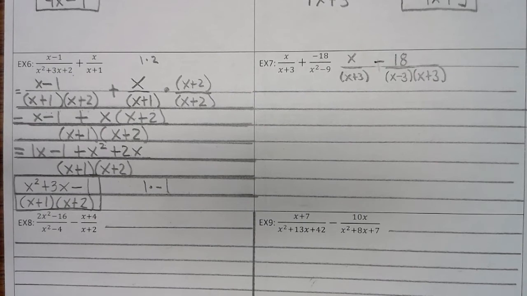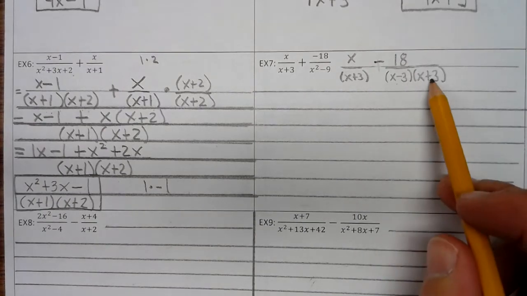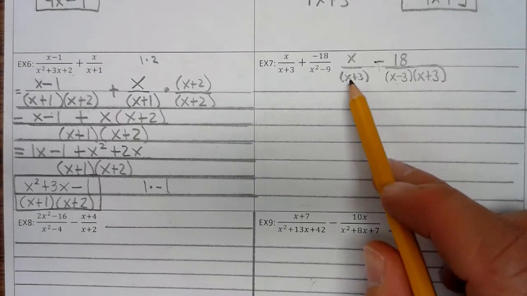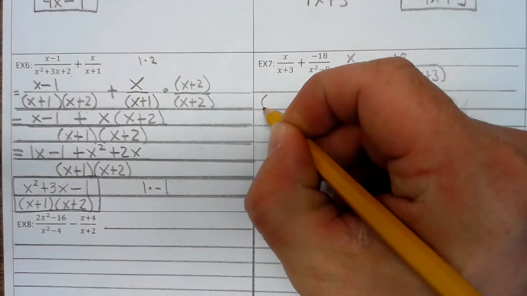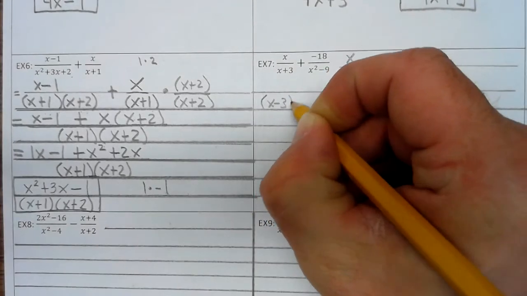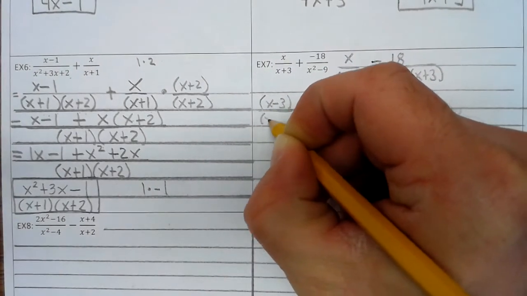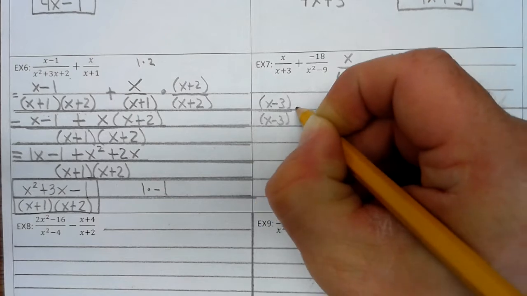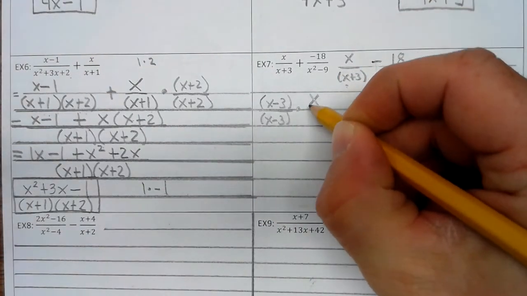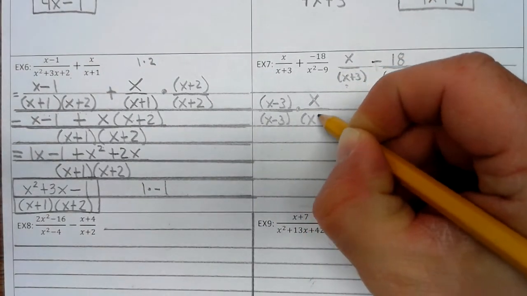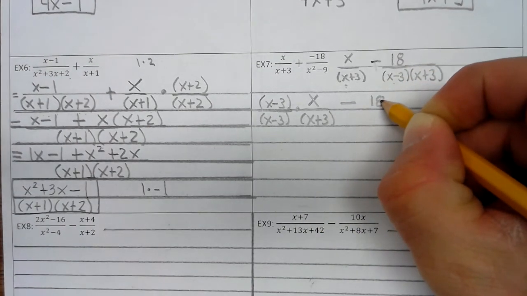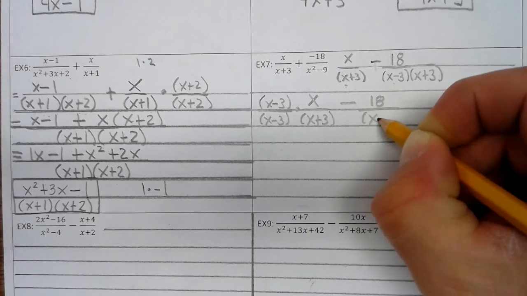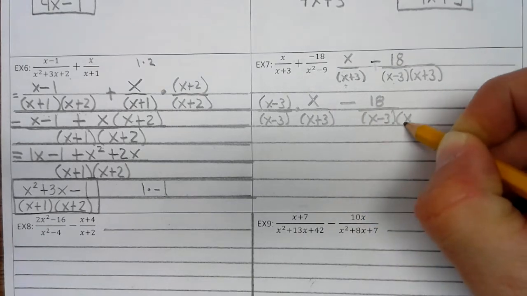All right, so now it says find the common denominator and multiply by a special one. The common denominator would be x minus 3 and x plus 3. Well, this is missing the x minus 3, so we're going to multiply it by a special one. So we're going to multiply that by x minus 3 divided by x minus 3 times x divided by x plus 3. And that's minus 18 divided by x minus 3, x plus 3.